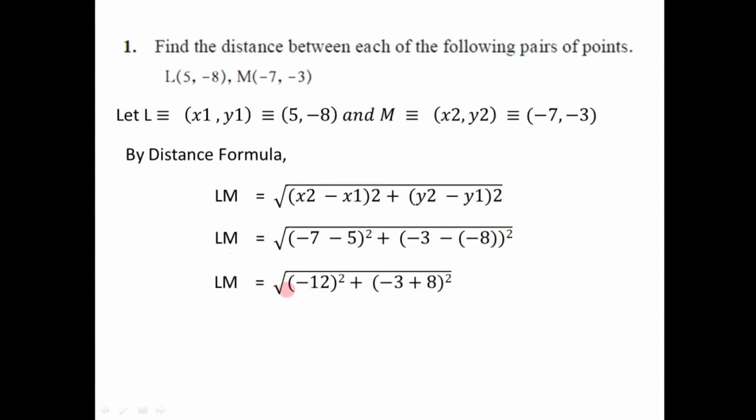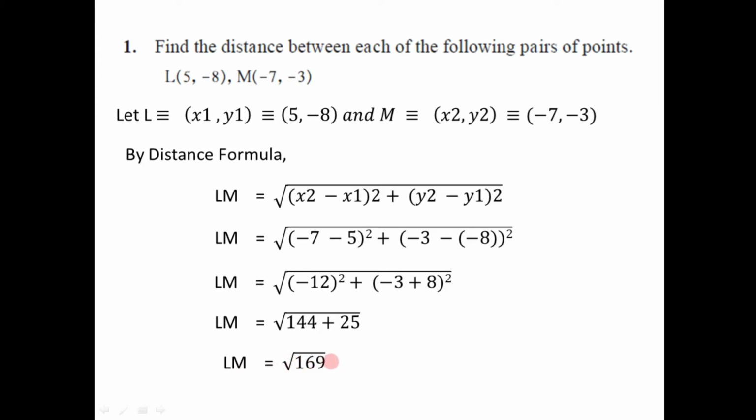If we simplify further, we get under root (minus 7 minus 5, that's minus 12) whole square, plus (minus 3, this minus minus will become plus 8) whole square. That is LM is equal to under root minus 12 square is 144 plus (minus 3 plus 8). The answer will be 5 and we should take its square. That's why 5 square is 25. If we add these two, 144 and 25, we get LM is equal to under root 169.